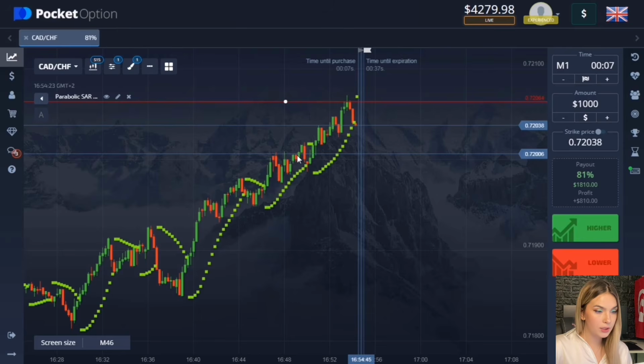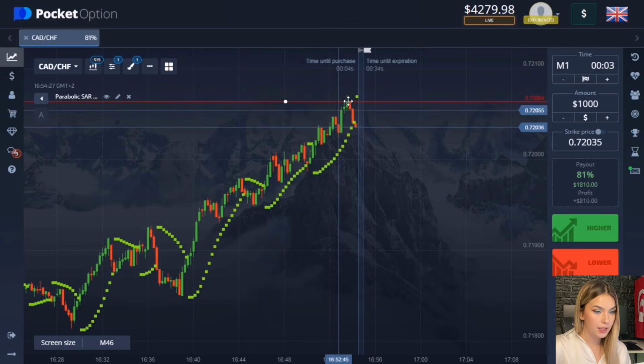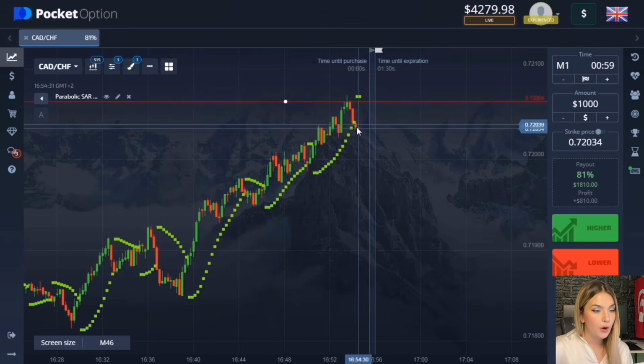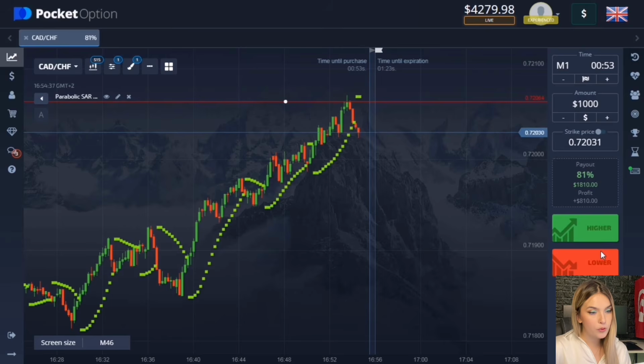Here we also see that there was a good and confident uptrend. The price touched the resistance level and there is a pullback down. Also pay attention to our indicator, which tells us that a downside movement is expected in the near future. I propose here to open a deal for 1 minute to decrease.